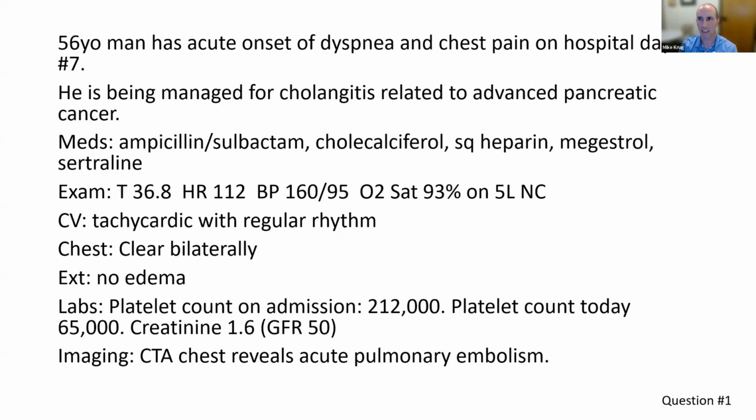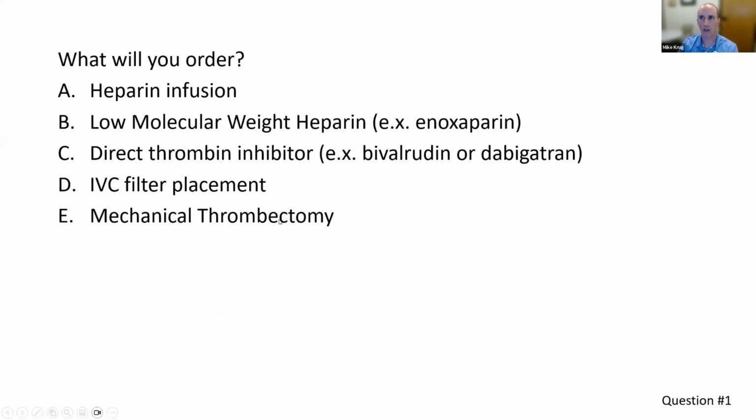His vital signs you see there, he's got some tachycardia and he's hypoxemic, 93% on 5 liters. His lungs are clear. He's got no edema of his legs. His platelet count on admission was 200,000. Now it's 65,000. His creatinine is stable at 1.6. CT angiogram reveals an acute pulmonary embolism.